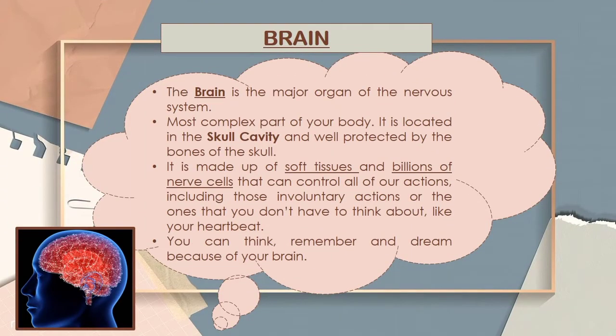Brain. The brain is the major organ of the nervous system. It is the most complex part of your body. It is located in the skull cavity and well protected by the bones of the skull. It is made up of soft tissues and billions of nerve cells that can control all of our actions, including those involuntary actions, or the ones that you don't have to think about, like your heartbeat. You can think, remember, and dream because of your brain.